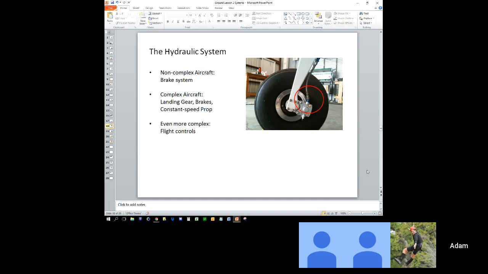As you go up to more complex aircraft, retractable landing gear typically utilize a hydraulic system. And then your constant speed prop that we talked about earlier is considered a hydraulic system. We didn't really talk about it, but it utilizes an oil governor, which uses hydraulic oil to change the blade angle. And of course, you get up into your commercial airliners, and hydraulic systems are all over the place. They manage flight controls and control surfaces, flaps, ailerons, and the like.